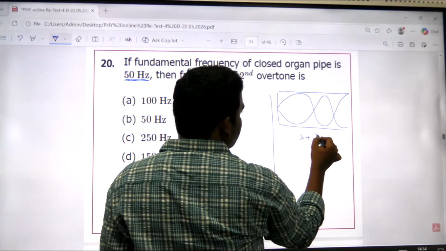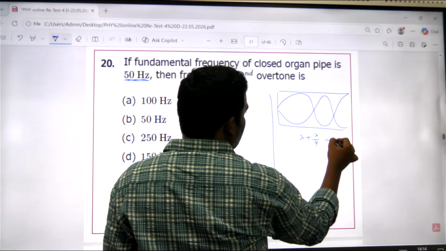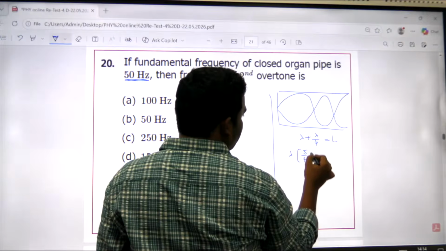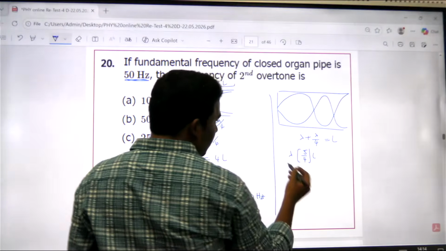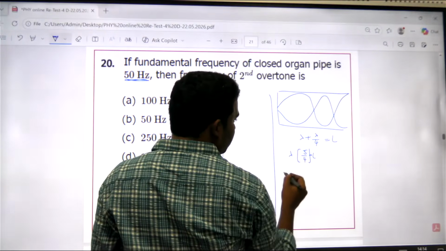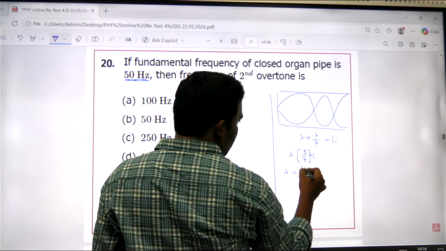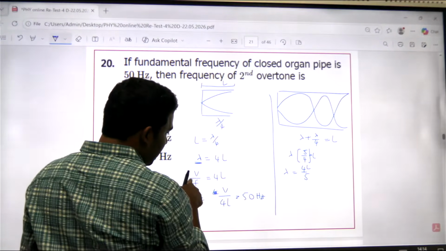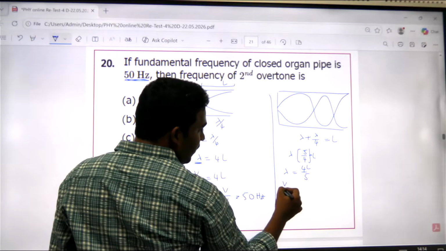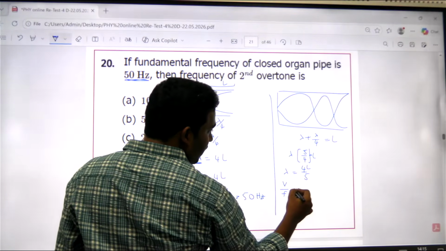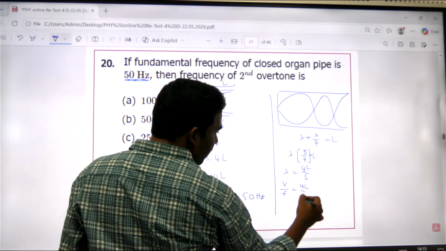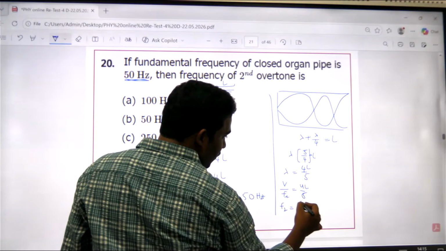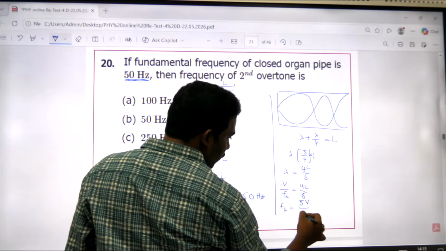It is lambda plus lambda by 4 is equal to l. So it is lambda into 5 by 4 equal to l. So lambda is 4l by 5. What is lambda? Lambda is nothing but velocity by frequency. Velocity by frequency is 4l by 5. And here the new frequency is n. So n is equal to 5 into v divided by 4 into l.